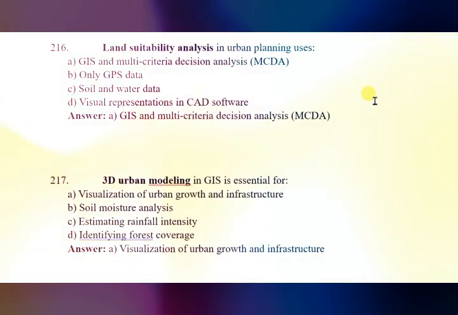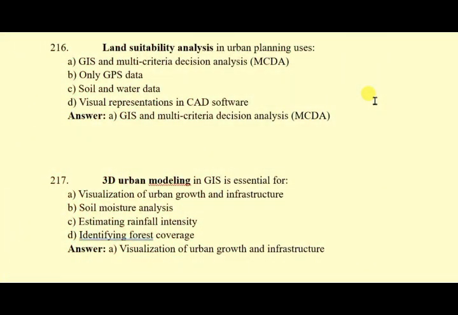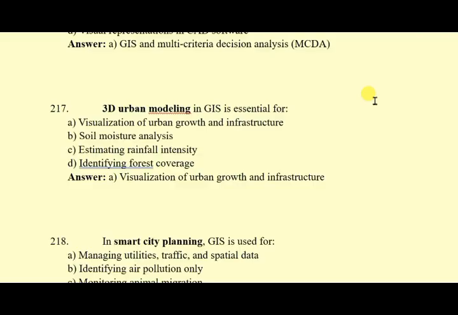Category 43. GIS for urban planning. Question 216. Land suitability analysis in urban planning uses GIS and multi-criteria decision analysis, MCDA. Only GPS data, soil and water data, visual representation in CAD software. The right answer will be GIS and multi-criteria decision analysis, or MCDA.